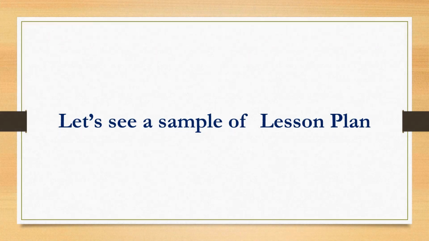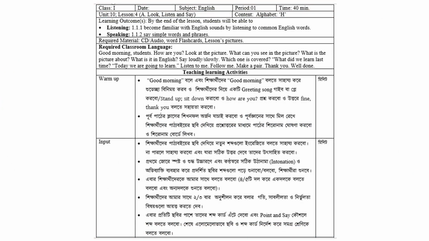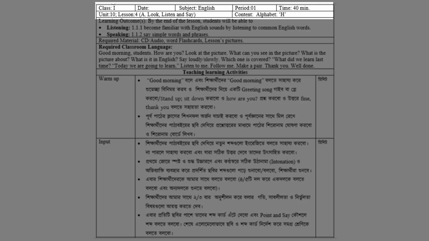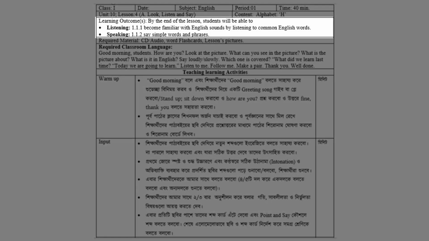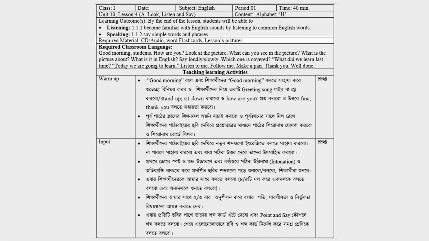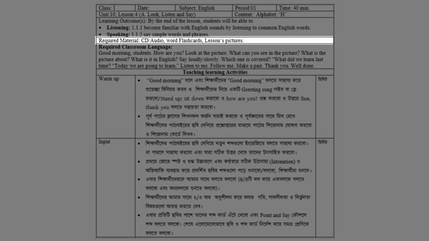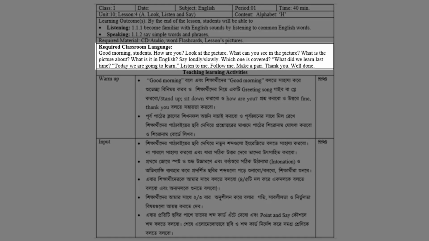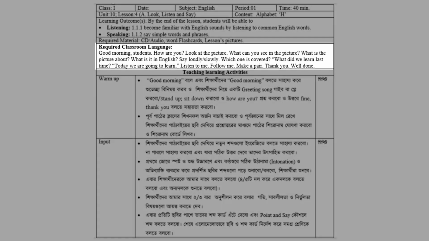Now, let's see a sample lesson plan. This is a lesson plan on a lesson from class 1. Here, first you will have to give information about the lesson, that means introductory information. Then you will have to mention the learning outcomes. Then you will have to mention the required materials which will be used in the lesson. Then you will have to mention the required classroom languages which you will use for this lesson. For example, good morning students, how are you, look at the pictures, etc.